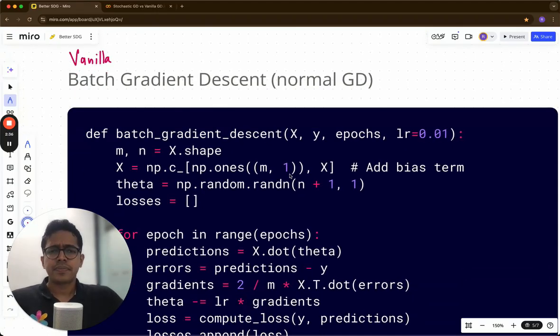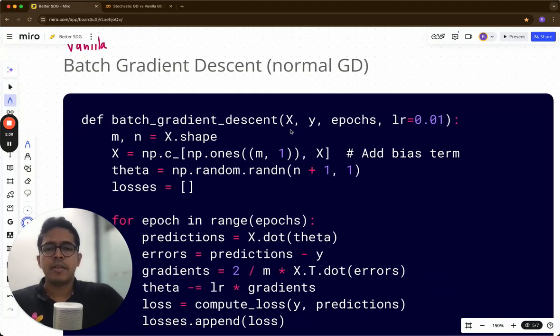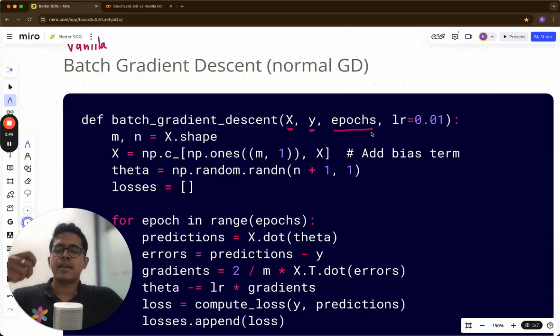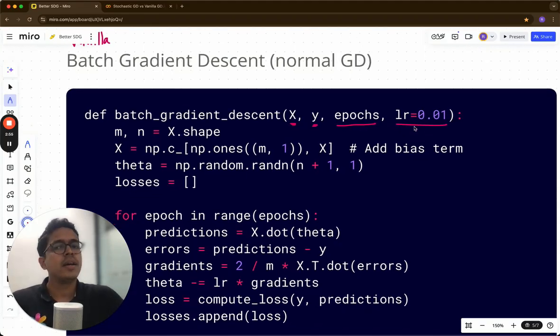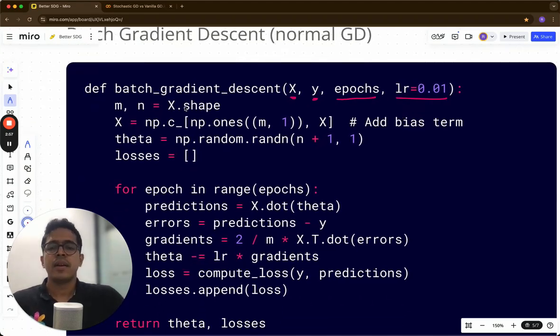So here we are defining the function where we pass the x values and y values, the data points. Then epochs is the number of times we do the iteration of modification of the slope and intercept values. LR is the learning rate. We are starting with learning rate equal to 0.01, and of course we can try and modify this. m comma n equal to x dot shape will allow us to understand how many data points there are.